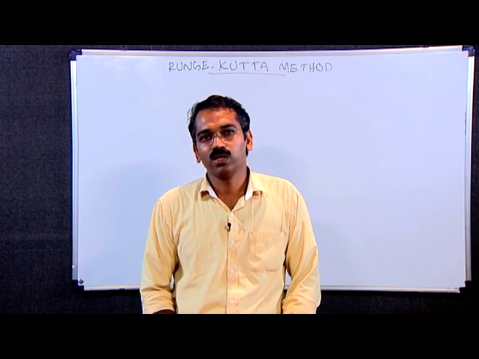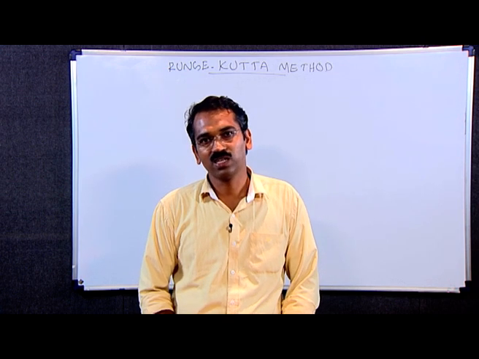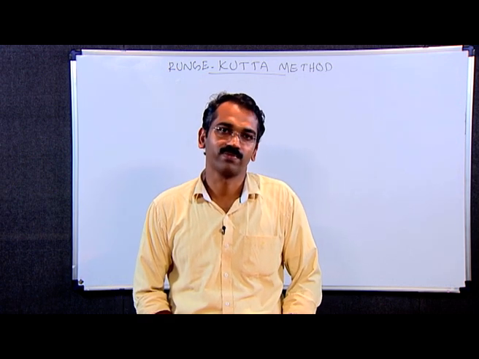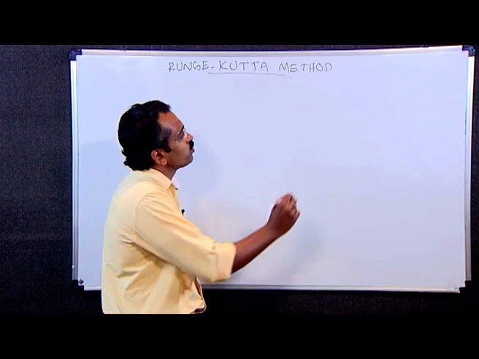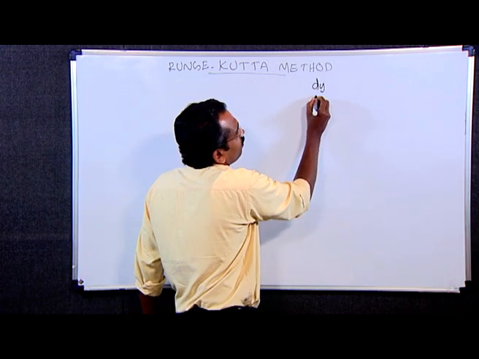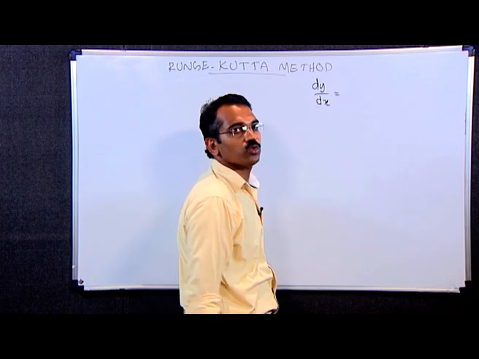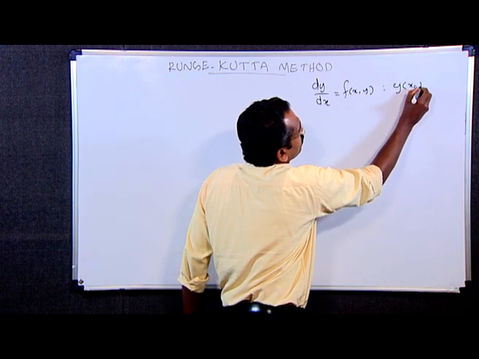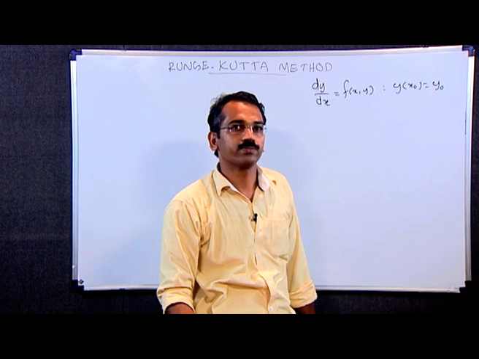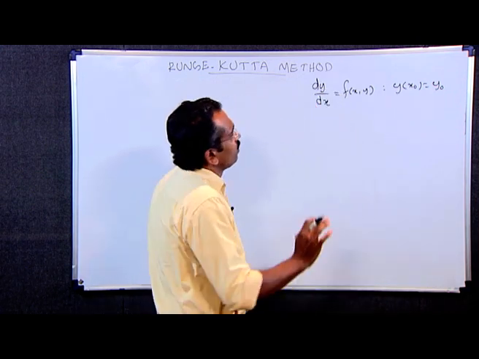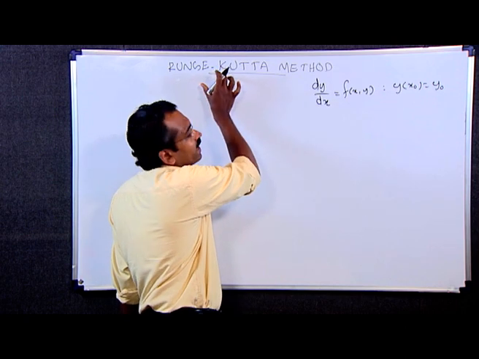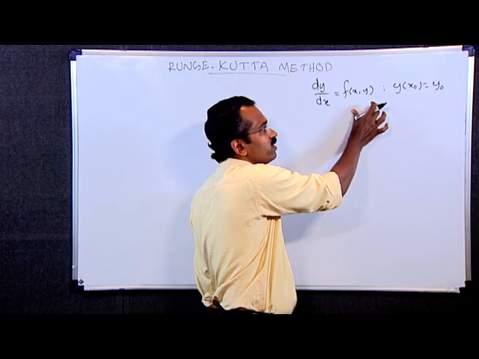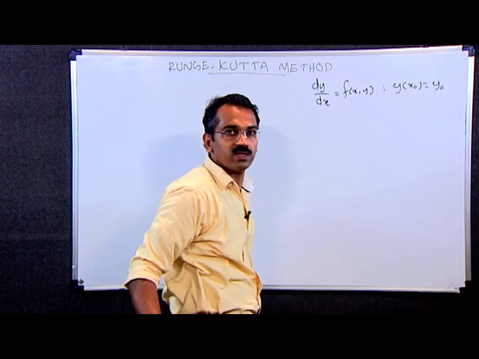Since the derivation of the fourth order Runge-Kutta method is tedious, we will here derive the Runge-Kutta method of second order. To solve the differential equation of the form dy by dx is equal to f of x y, given that y of x naught is equal to y naught, we shall derive the second order Runge-Kutta method to solve this first order differential equation having this initial condition.